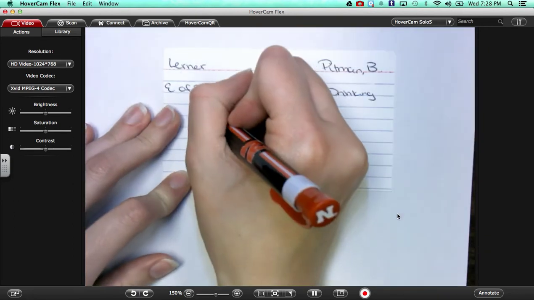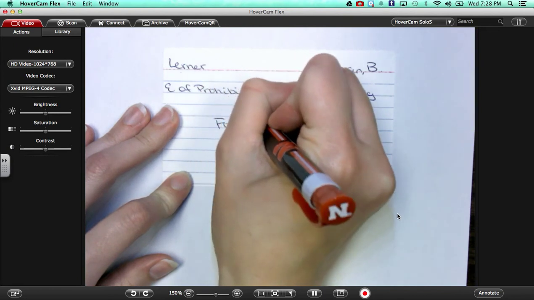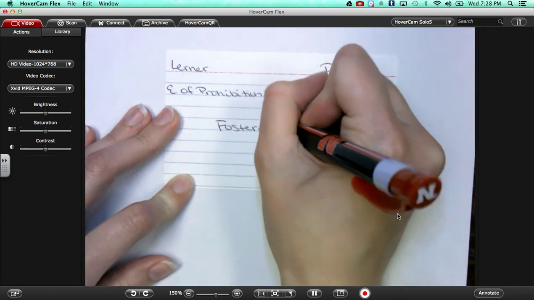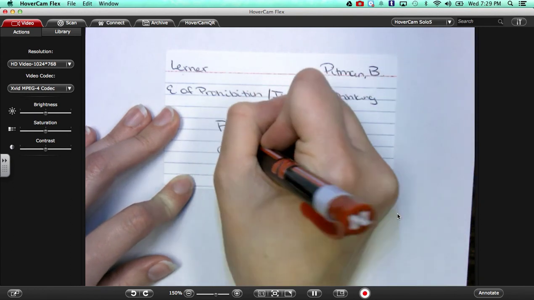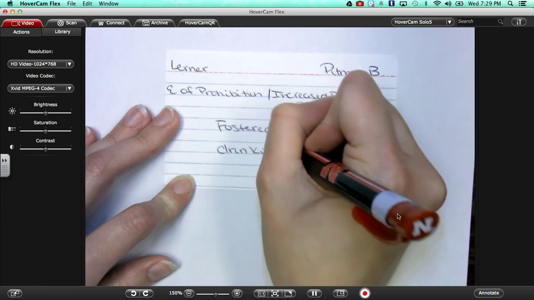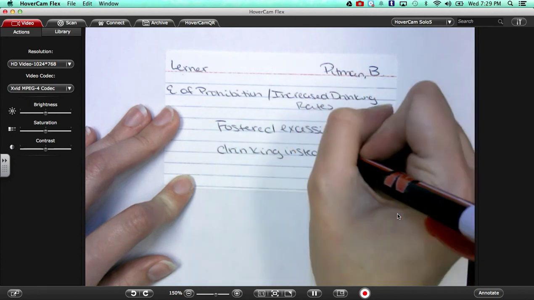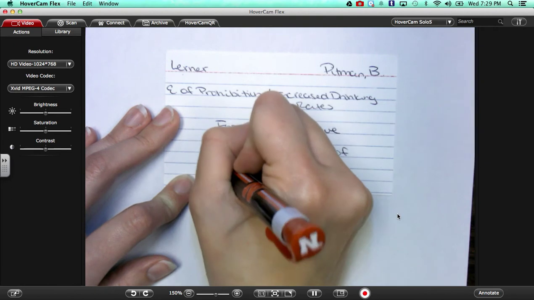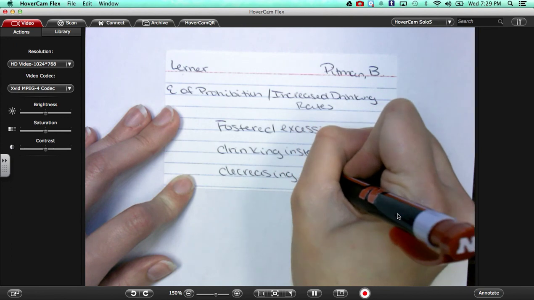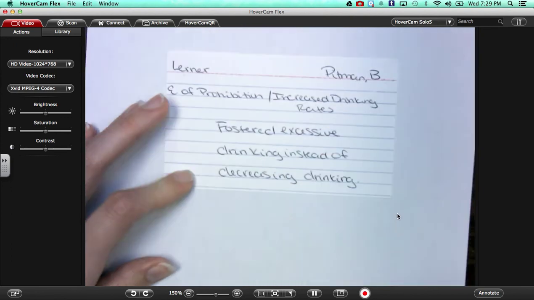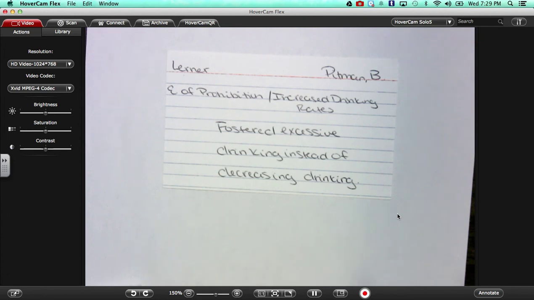So then I would write fostered excessive drinking instead of decreasing drinking. Okay, there's no page number down here because it's an internet source. Notice how this isn't even a complete sentence, it's just a phrase. Again, this keeps me from plagiarizing accidentally in my paper.